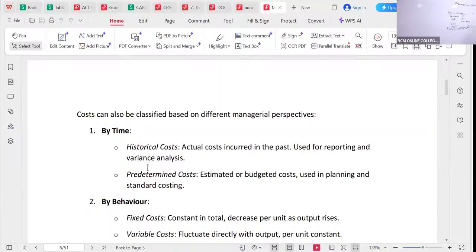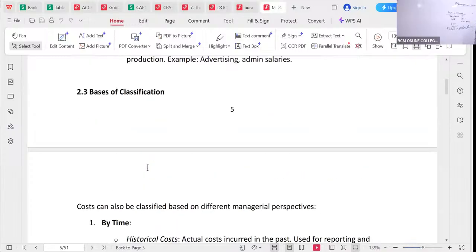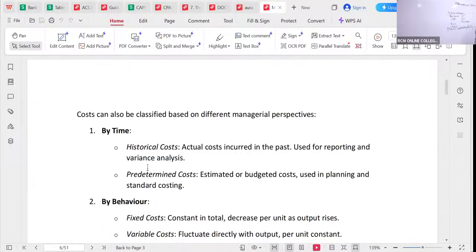All right. Now, ladies and gentlemen, we have a classification of costs. Based on classification, we classify costs by time. By time, we shall always have two types of costs: past costs and future costs. Historical costs are actual costs incurred in the past, used for reporting and variance analysis. Then we have future costs, which are determined, estimated or budgeted costs used in planning and standard costing.